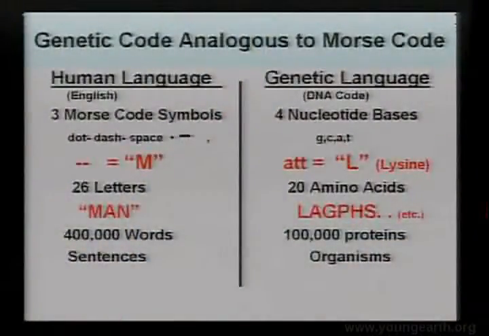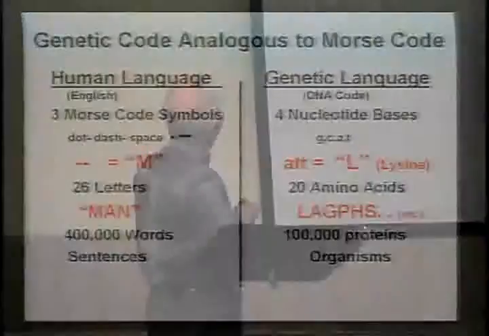You see G, C, A, and T. These 4 molecules are used as symbols to encode for amino acids in a technique that's exactly like the Morse code. And that's shown here. But the Morse code uses 3 symbols, the dot, the dash, and the space, to code each letter of the alphabet. For example, dash dash equals the letter M.